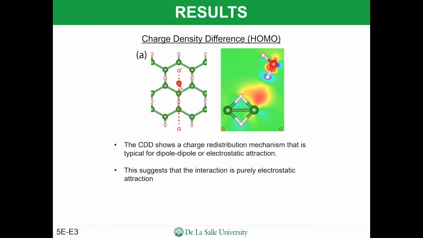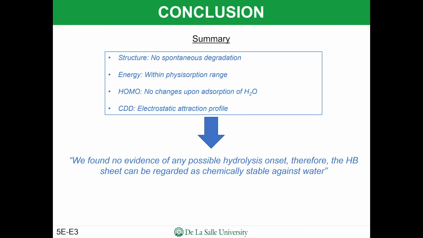Finally, we have calculated the charge density difference to observe the movement of electrons, and we have found a charge redistribution mechanism that is typical for dipole-dipole or electrostatic interaction. In summary, we have found no evidence of chemical interaction from the perspective of structure, energy, molecular orbital, and charges. Therefore, we can conclude that the HB sheet can be regarded as chemically stable against water.